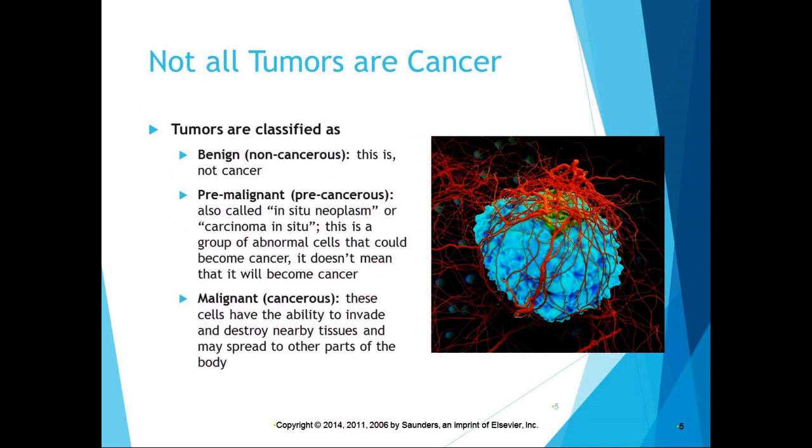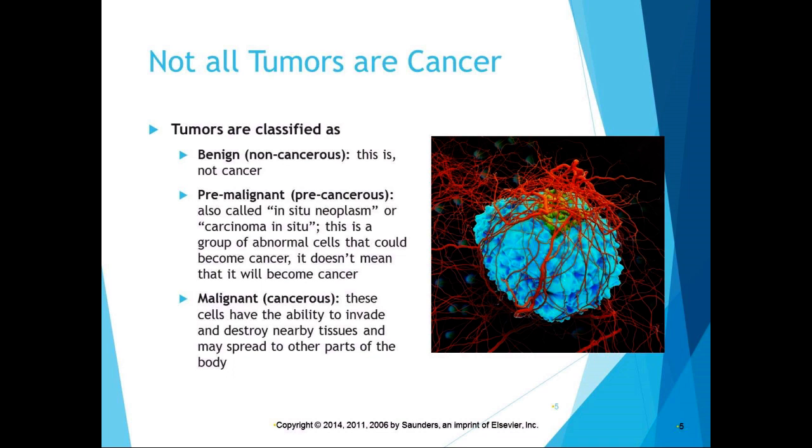Tumors are classified as benign, which is the name for non-cancerous tumors. This is not cancer. They can be called pre-malignant or precancerous. Sometimes it's also called in situ neoplasm or carcinoma in situ. And this is a group of abnormal cells that could become cancer. It doesn't mean it will become cancer, but it has the potential.